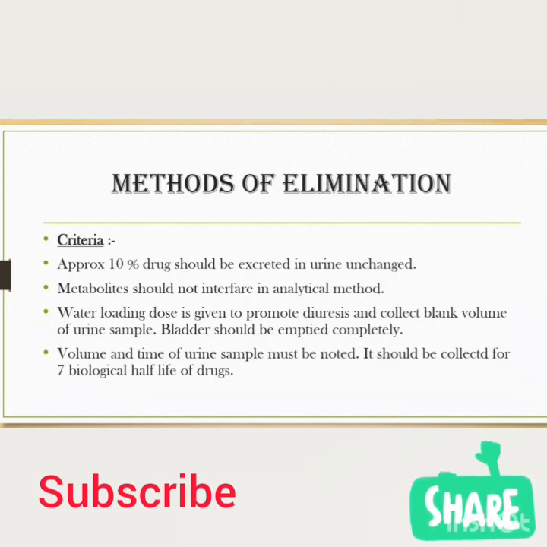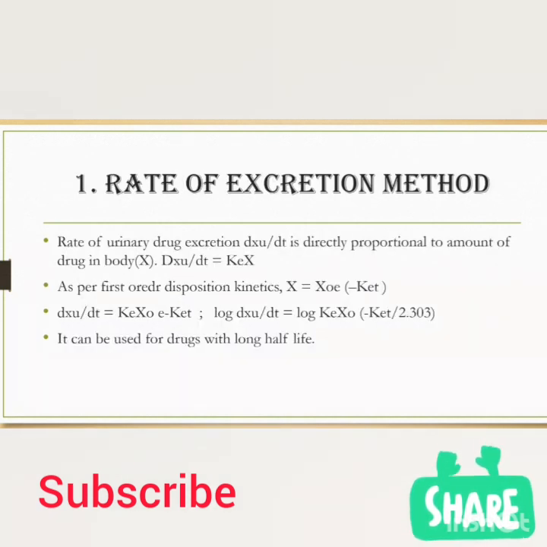Criteria: approximately 10% of the drug should be excreted in urine unchanged. Metabolites should not interfere in the analytical method. A water loading dose is given to promote diuresis and collect a blank volume of urine sample. The bladder should be emptied completely. Volume and time of urine sample must be noted. It should be collected for 7 biological half-lives of the drug. Now two types are being discussed.